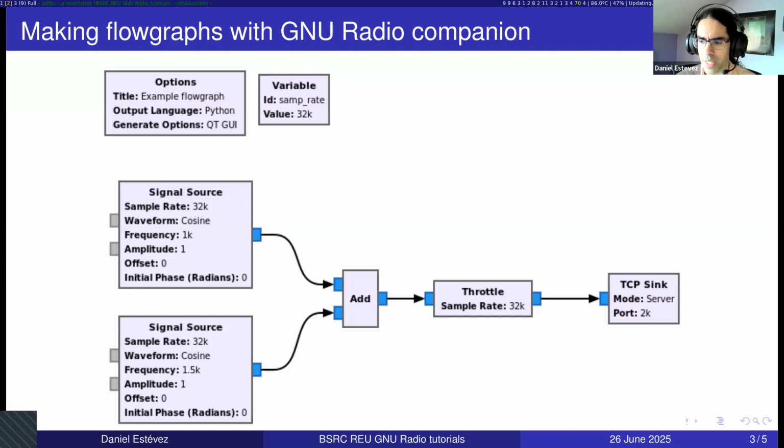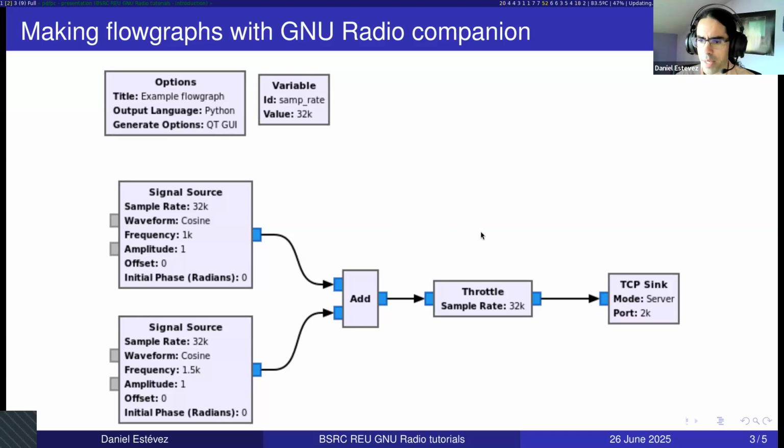If you're running on a laptop on batteries, it will drain your batteries pretty quickly, and that is often not the thing we want. So this throttle block limits the rate at which samples are flowing through here to any given value we put in here. So this is a simulation where we are creating 2 signals of 1 and 1.5 kilohertz, and we are basically constraining the simulation to run at 32 kilosamples per second, or kilohertz. So that means we are running the simulation in real time.